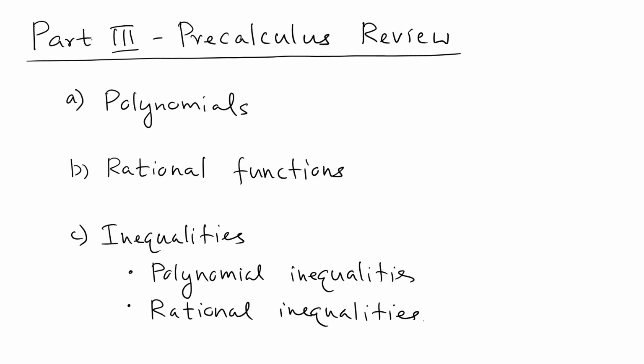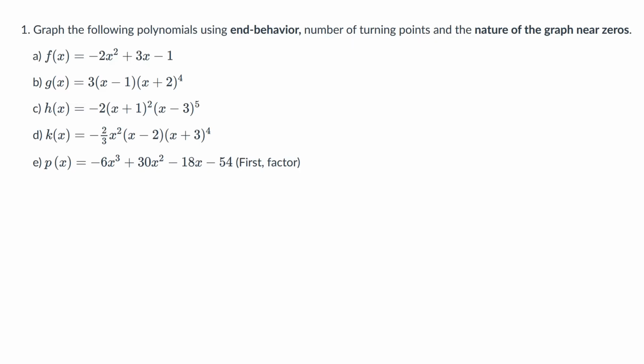So the topics include, we're going to go with the first problem like this: the end behavior of a polynomial, and then also we talk about the number of turning points. The turning points we sometimes also call the local maximum or minimum. Then we can talk about the nature of the graph near the zeros, because we know that if there's an even multiplicity, the graph is going to touch the x-axis, and if there's an odd multiplicity, the graph is going to cut the x-axis.